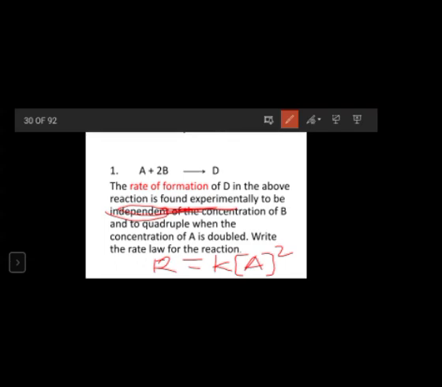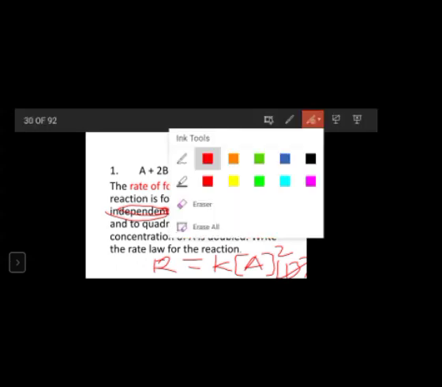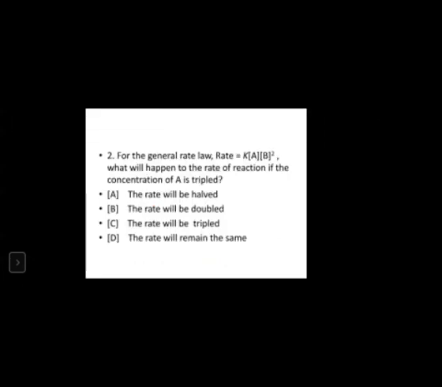If you decide to write B, if you put B there, you raise B to power zero, and then it goes away. So it's irrelevant. That is how to write the rate law, okay? Okay, look at that. I'm running through this so that you can understand it better. I've treated all this.